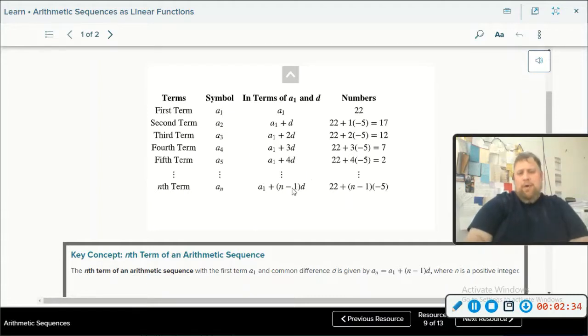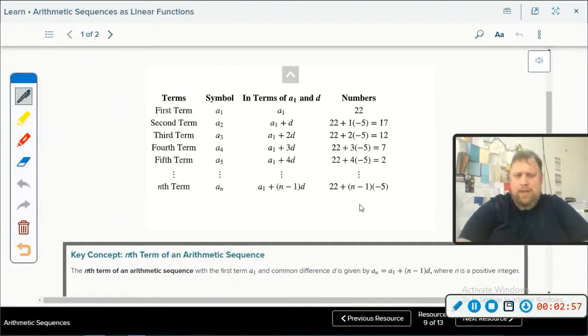Each time, we're adding 1 less common difference than the term we're on. So if I'm on the fifth term, I'm only adding 4. If I'm on the 8th term, I'd only be adding 7 times the common difference. If I was on the 50th term, I'd be adding 49 times the common difference. So when we're at the nth term, we're adding n minus 1, so 1 less than n, times the common difference. And what that shows out to is this. This is where that's important. That becomes 22 plus our n minus 1 times our common difference of negative 5.